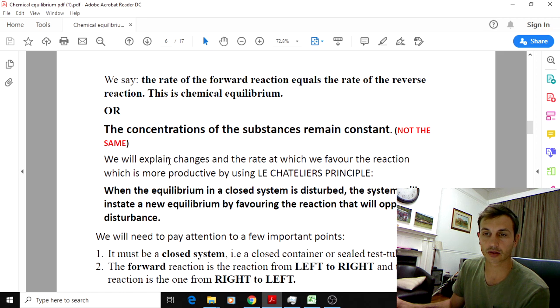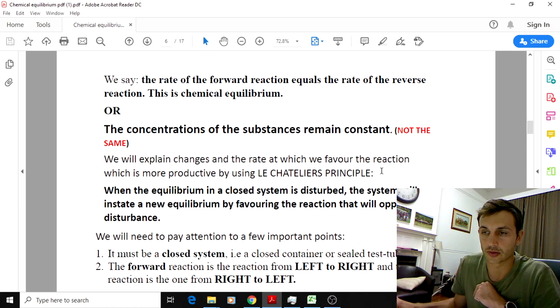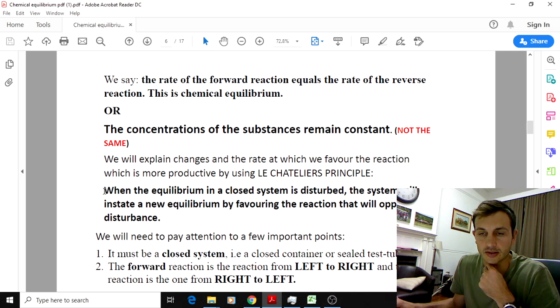So let us now have a look at a very important principle called Le Chatelier's principle. Le Chatelier's principle states that when the equilibrium in a closed system is disturbed, the system will reinstate a new equilibrium by favoring the reaction that will oppose the disturbance. So when you read this the first time, it would obviously not make as much sense to you, but that's why I'm here. That's why we're going to explain what's going on here.